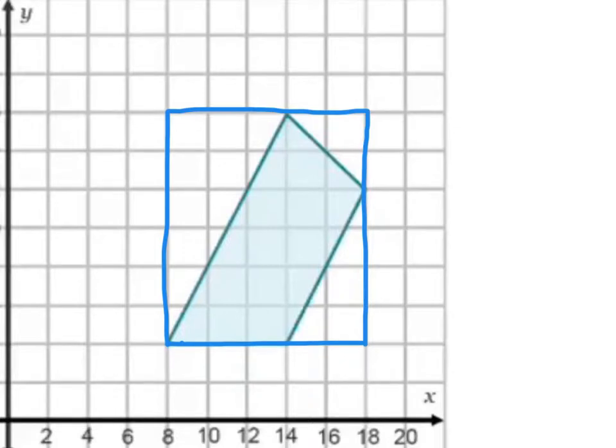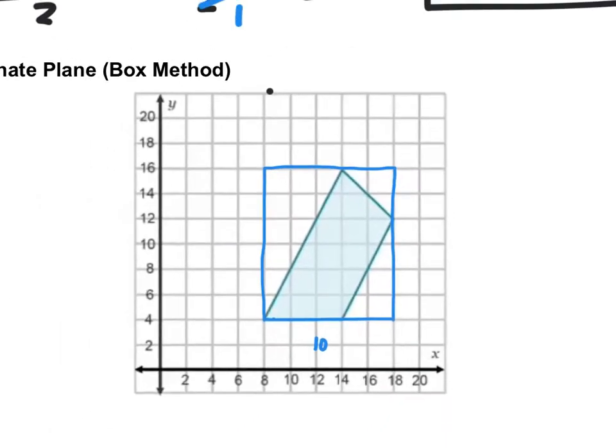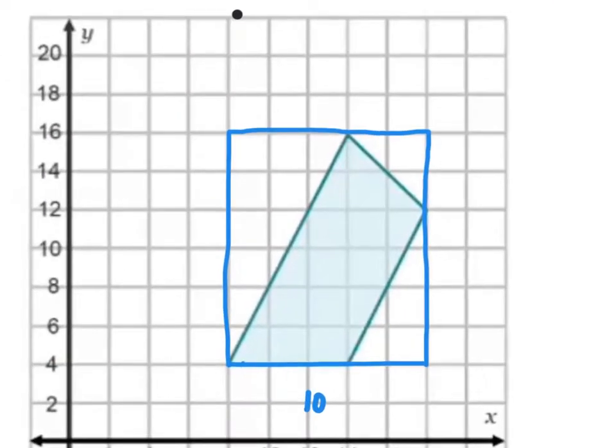I know the length from here to here, and I'm going to use my scale down here to help me with that. The distance from 8 to 18 is a length of 10, so the whole thing is 10. And then the total height goes from 4 to 16, and I'm using these numbers over here, and that's going to be a total length of 12.